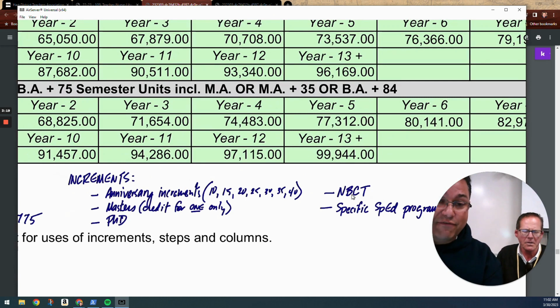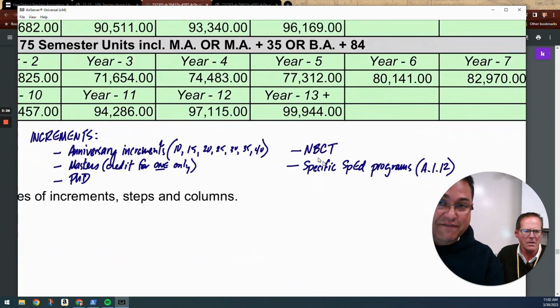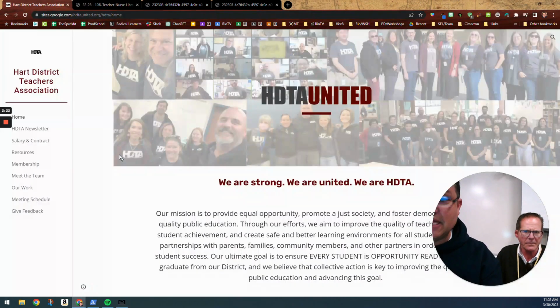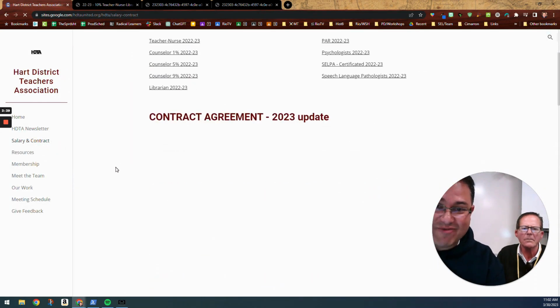You get an increment for being a nationally board certified teacher, and then finally you would also get an increment credit for specific SPED programs according to, in the contract language, A112, which is, if we go to the contract and we click here, we're in our brand new HDTA website, by the way.